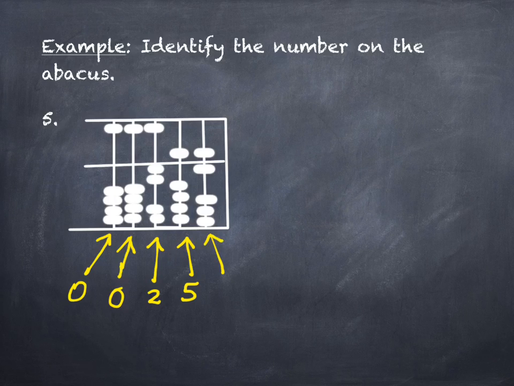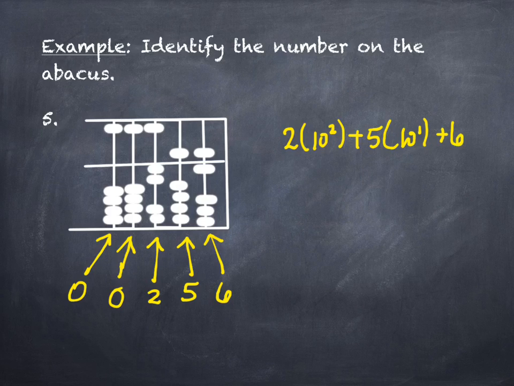And this last one right here has the 1 bead above, worth 5, and 1 bead below, worth 1, so this is number 6 pushed toward the rod. So in expanded form, we could write this as 2 times 10 squared, plus 5 times 10 to the first, plus 6 times 10 to the 0. And if you want to identify that in condensed form, that's the number 256.